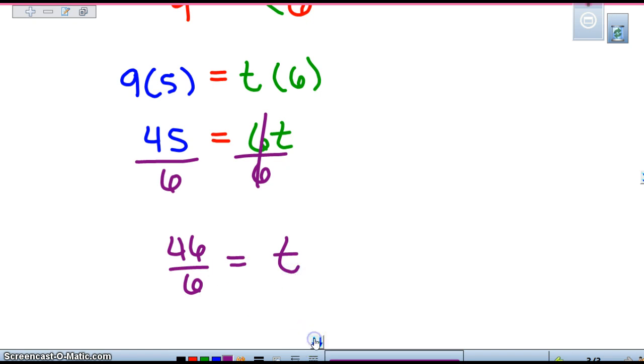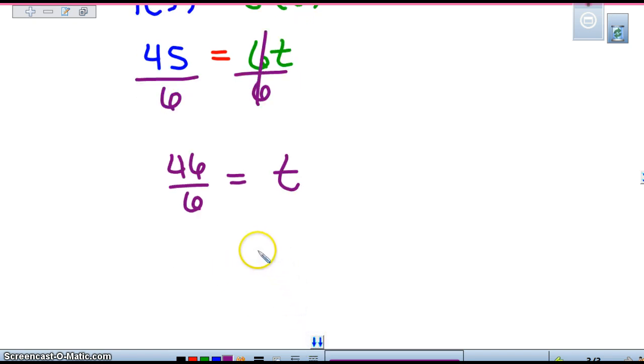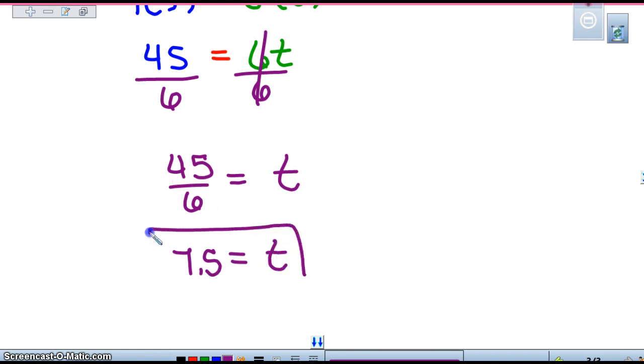And we have 45 over 6 equal to t. Can we simplify this? Okay, 7.5 equals t. Can we also simplify it and have a fraction answer as a simplified fraction? What would we have? 15 over 2 equals t.